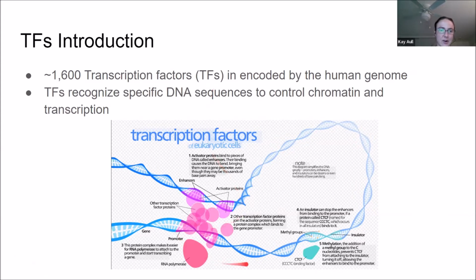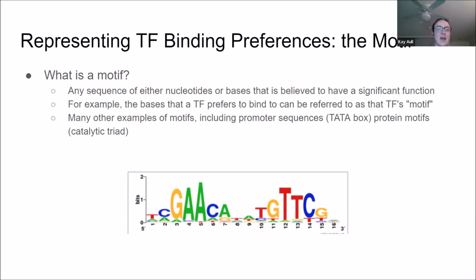And these things operate based on sequence recognition, and they don't necessarily have an exact match sequence. They recognize a family of sequences. And a way to represent the preferences of a transcription factor is a motif. And you'll see these kinds of diagrams. It is a sequence, and the size of these letters represents how strong that preference is at that position in the binding site.